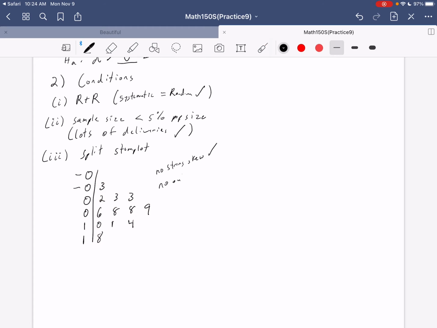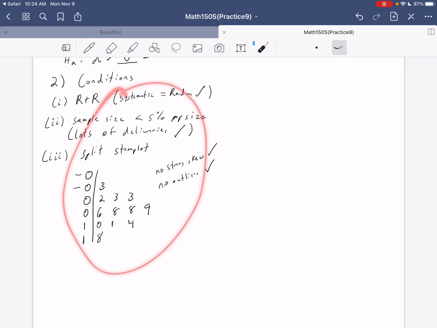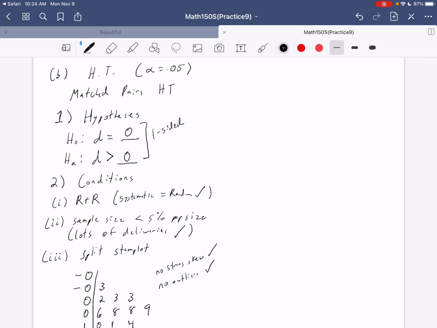And most importantly, there are no outliers. There's no negative, like, negative 35 or something way down there, or something like positive 52 or something. So there's nothing way out there. So all the data is pretty clumped together. So we're good with those conditions. So all three conditions necessary to do the matched pairs hypothesis test have been met. So we can now go ahead and move to the test statistic.